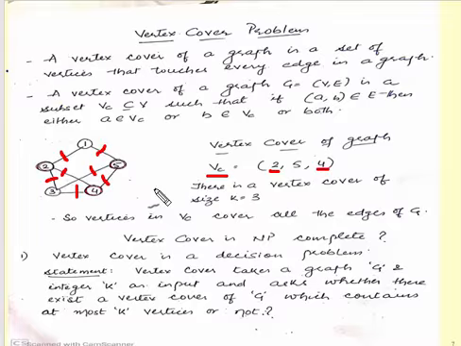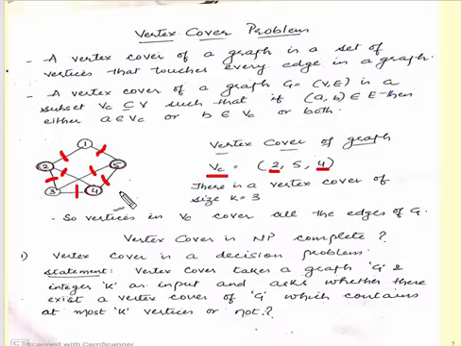If the answer is yes, then it is having that vertex cover, otherwise the answer would be no. Like for this graph, I can ask you, is there any vertex cover of size 2? No. Is there any vertex cover of size 3? Yes. Okay. So vertex cover takes a graph G and integer k as input and asks, is there any vertex cover of G which contains k vertices or not?